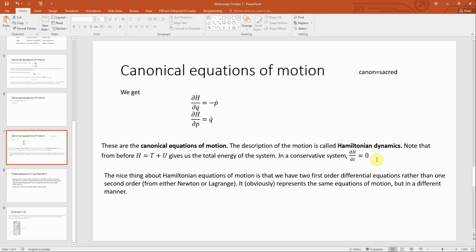So the nice thing about Hamiltonian equations of motion is that we have 2 first-order differential equations rather than the second-order differential equations that we got from Newton or Lagrange. Obviously, we have to have the same equations of motion from this. It has to be describing the same particle, have the same trajectory, but this is just a different way of describing that motion.